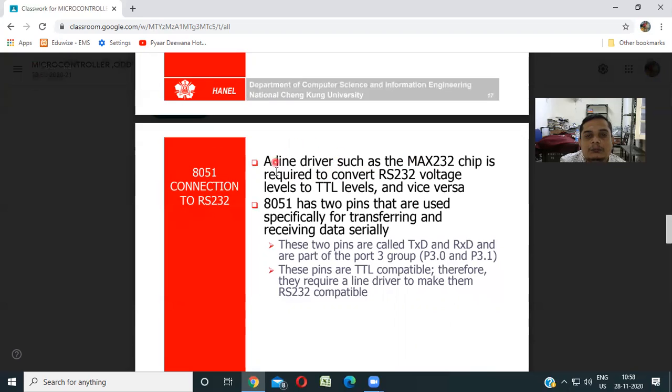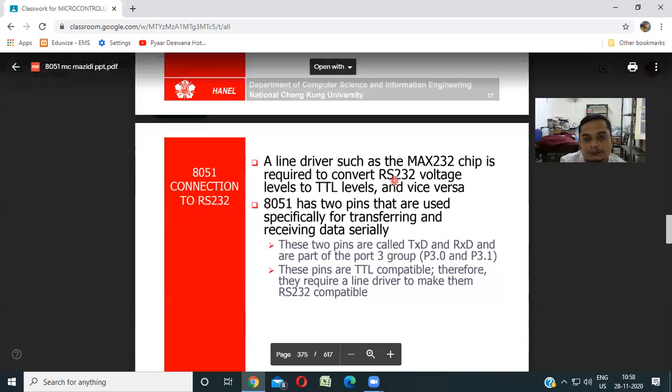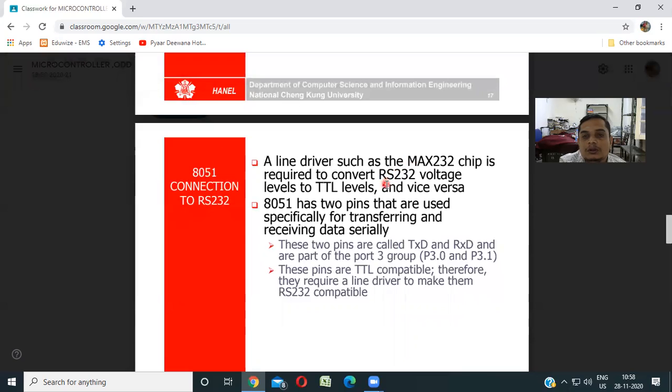Line driver. This is used to convert the RS232 voltages to the TTL level and vice versa. For the connection between a computer and a microcontroller, in between we have to employ this MAX 232. The use of the MAX 232 is to convert the RS232 levels: -3 to -25 to represent the 1, and +3 to +25 to represent the 0.